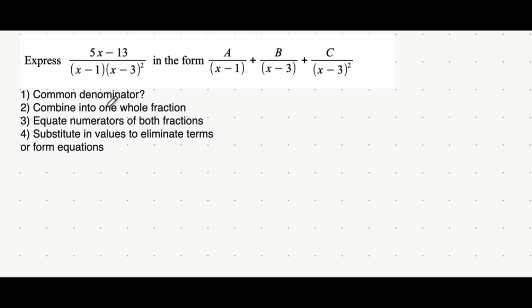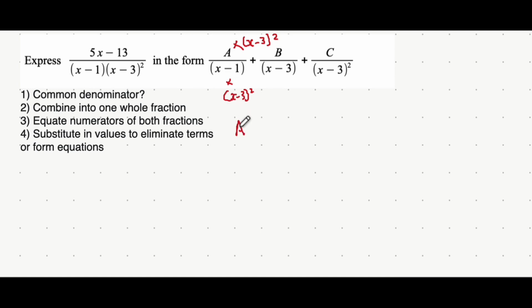Actually, it will always be the one that matches the one on the answer, x minus 1, x minus 3 all squared. Now let's think, how can we make this first fraction have that denominator? Well, we'd have to multiply the denominator of this by x minus 3 all squared. But whatever you do to the bottom of a fraction, you also do to the top, and vice versa. So you also multiply the top by x minus 3 all squared.